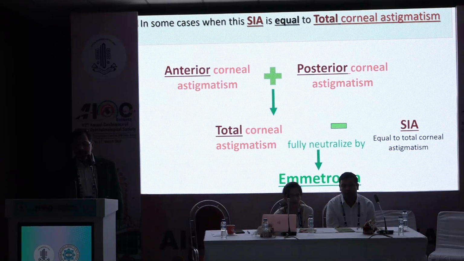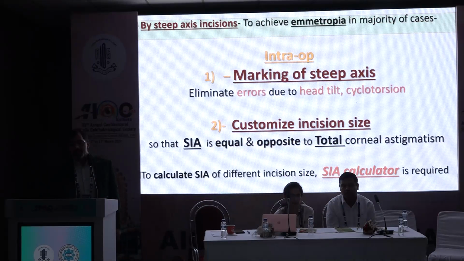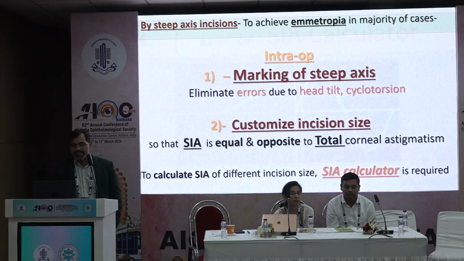In a toric lens, whatever the net astigmatism was, which included SIA also, we were decreasing the net astigmatism. So for the steep axis incision, you have to take the incision on the steep axis, so marking of the steep axis is there. Then you have to customize your incision. The size of the incision should be proper so that it will induce an SIA which is equal and opposite to the total corneal astigmatism. And this is the hardest part, what should be the size of the incision.